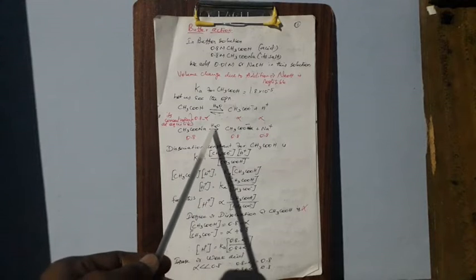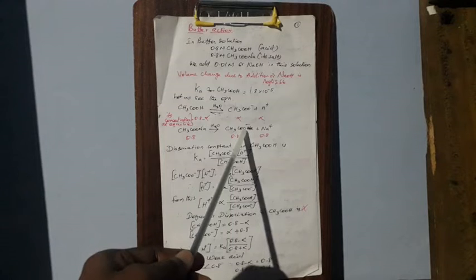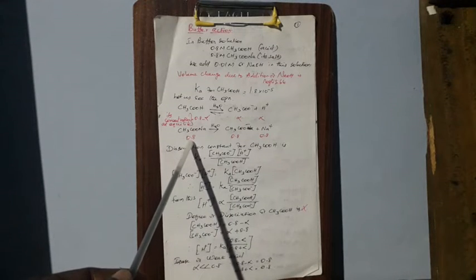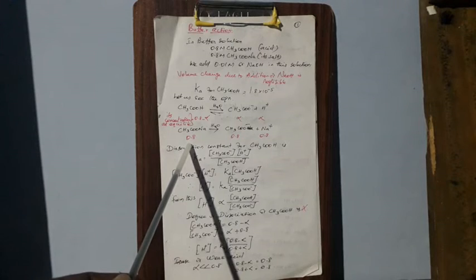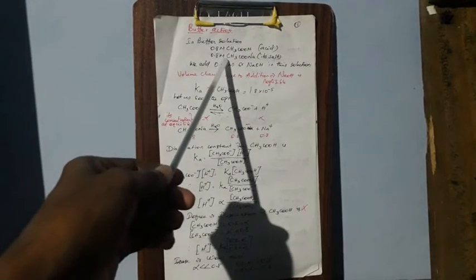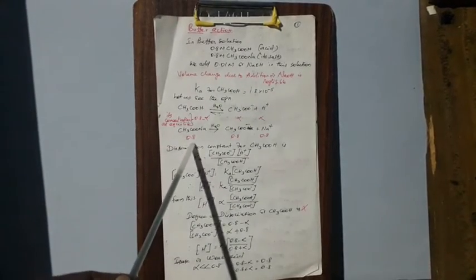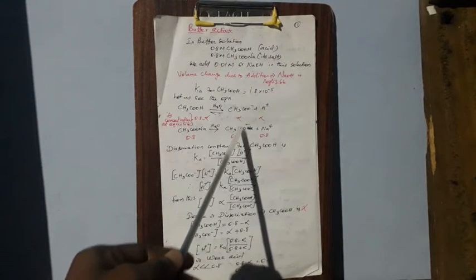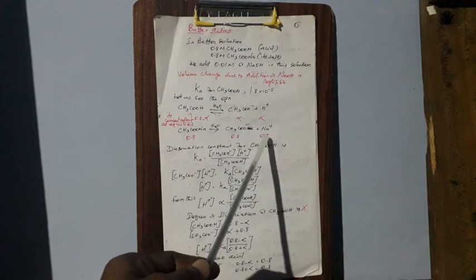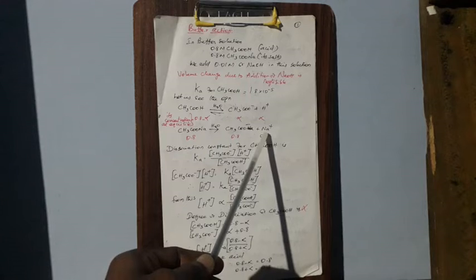CH3COONa in water gives CH3COO minus plus Na plus. Its concentration at equilibrium is 0.8, as already given in the question. The buffer solution has 0.8 mole of acetic acid and 0.8 mole of sodium acetate. So 0.8 mole of sodium acetate gives 0.8 mole of CH3COO minus ion and 0.8 mole of Na plus ion.